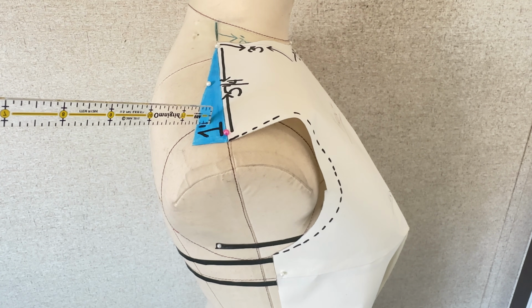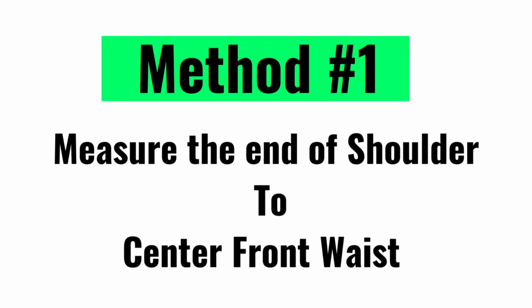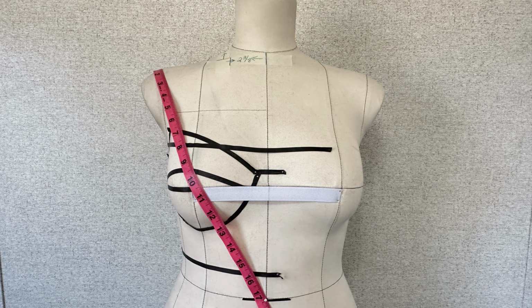Here is method 1. Measure the end of your shoulder to the center front waist. So take your measuring tape and put it across the bust down to the center front waist. This method is more for when you're using a formula in a book.